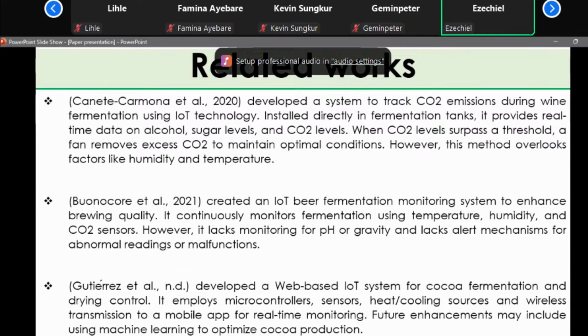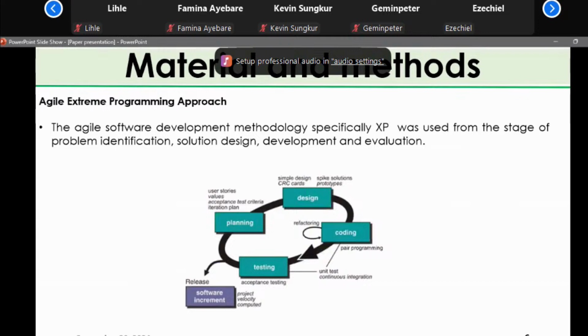About related works, Canet and all came up with a wine fermentation monitoring system. With this system, they managed to monitor carbonic gas emissions during wine fermentation using IoT technology, installed directly in the fermentation tank. However, it overlooks other important factors such as temperature and humidity, which are crucial for accurate control in fermentation. And also, Buonol came up with a beer fermentation monitoring system. They monitor temperature and carbonic gas. With this system, it doesn't include the pH and the gravity sensor.